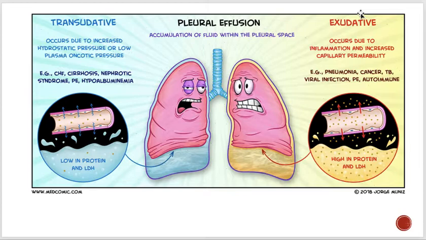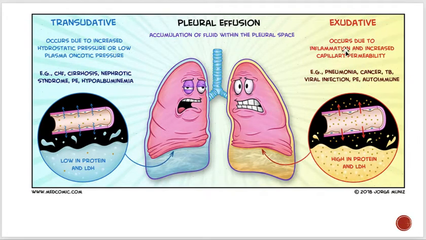If you see over here, transudates occur due to increased hydrostatic pressure or low plasma oncotic pressure. So you can say a generalized problem is there. For example, chronic congestive heart failure, cirrhosis, nephrotic syndrome, pulmonary embolism, or hypoalbuminemia. Whatever is there, either increased hydrostatic pressure or low plasma oncotic pressure will lead to bilateral pleural effusion.